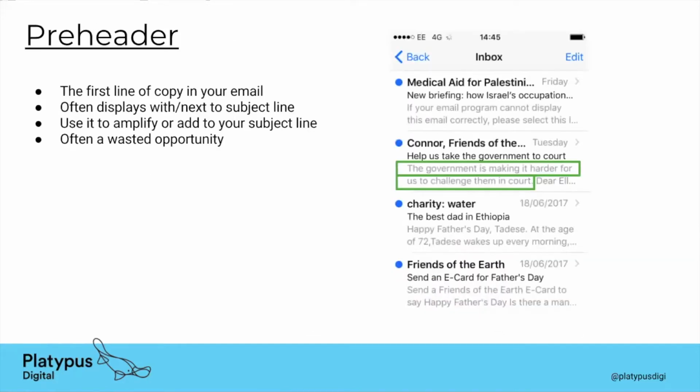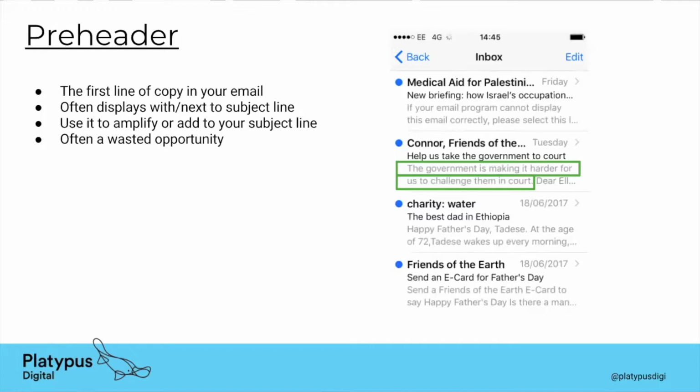So the pre-header text is really often ignored in emails. That's just simply the first line of copy in your email. That's often going to display with or right next to the subject line in someone's inbox. And this is another part of the envelope contents, if you like. This is another thing that the readers are going to read when they're deciding whether or not to open the email. So try to use it to amplify or add to your subject line.